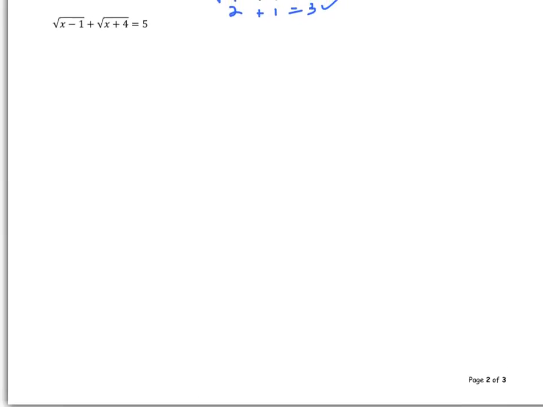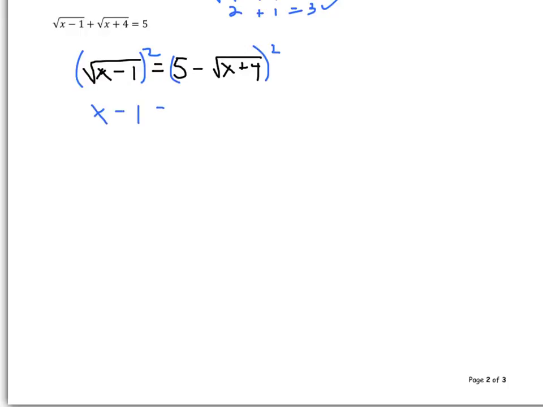Next equation. This one, the technique is to isolate one of the radicals, like x minus 1, and then for the other one, we're going to have to kind of leave it in limbo for a little bit. You'll see what happens now. This time when I square both sides, something interesting will occur. On the left side, well, that's great. It's just x minus 1. What's going to happen on the right side?